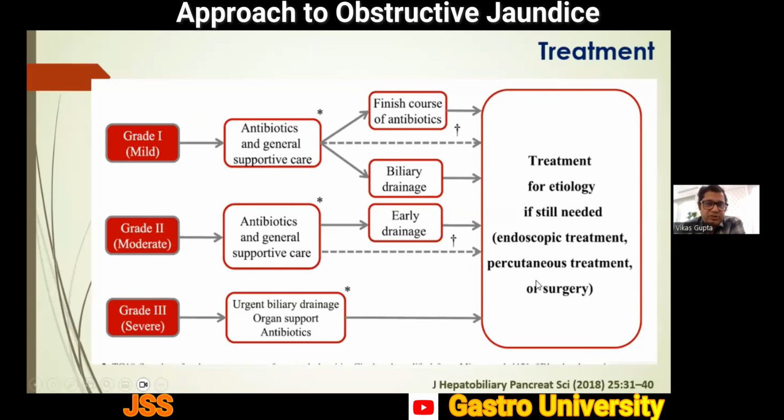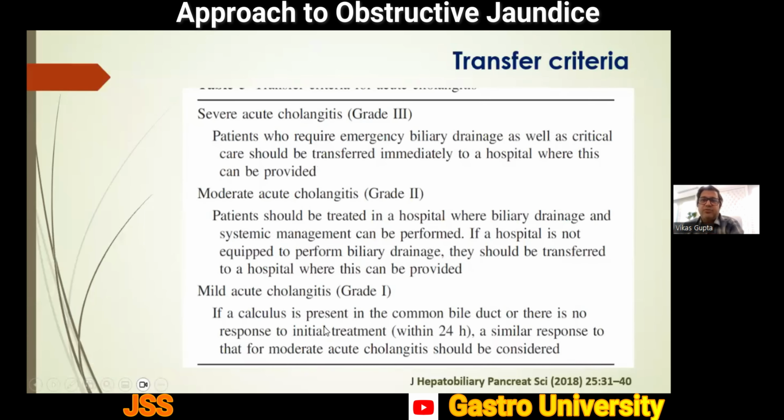of definitive etiology. For grade 2 cholangitis, antibiotics and supportive care, and early drainage is recommended. And grade 1 has to be monitored regularly. If the patient progresses to grade 2, then biliary drainage will be required. And grade 3 cholangitis, again, they require urgent biliary drainage within 24 hours.